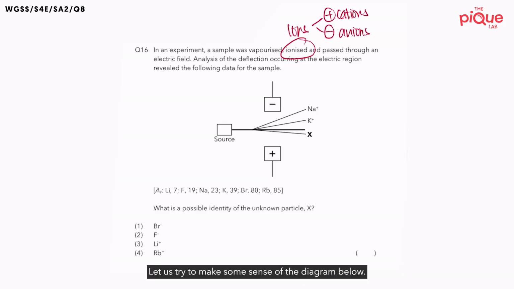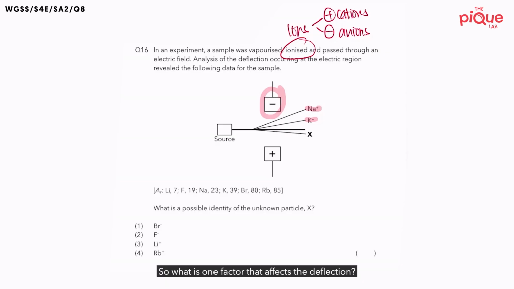Let us try to make some sense of the diagram below. Take a look at the two ions that are being labeled. There is Na+ as well as K+. Can you tell me where they are flying towards? They are flying towards the negative plate. The reason is because unlike charges attract, so the positively charged cations are deflected towards the negative plate.